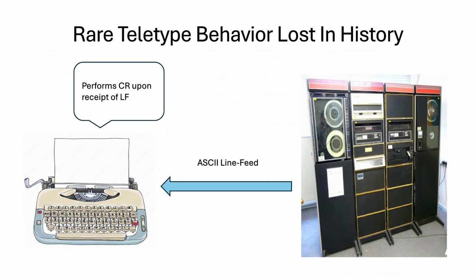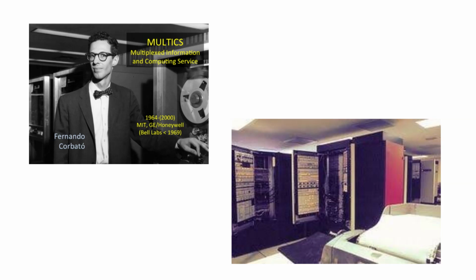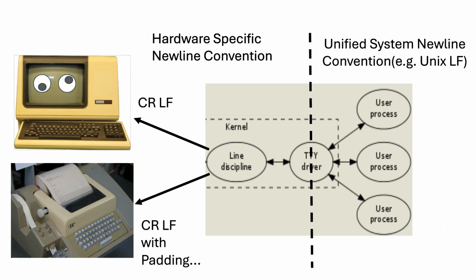Some really obscure teletypes also perform an automatic carriage return upon receipt of a line feed character, though we won't have to worry about this as these got lost in history. Multics, which paved the way for Unix, was a driver-based system. Drivers abstracted away hardware-specific details. This includes the various new line conventions found between textual display hardware.